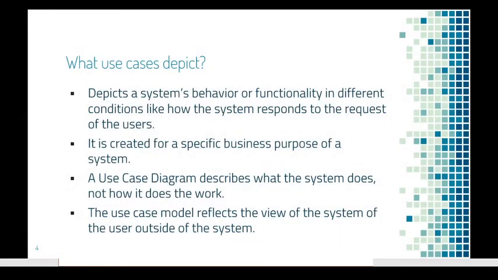Okay, so now let's go to what these use cases depict. This depicts a system behavior or functionality in different conditions. It is how the system responds to the requests of the different users. It is created for a specific business purpose on the system, which depends on the different actors that are going to use the system. A use case diagram describes what the system does, not how it does the work. So what the system could do, what the system could offer to its users, and not how the things are to be done in the system. So the use case model reflects the view of the user outside of the system.